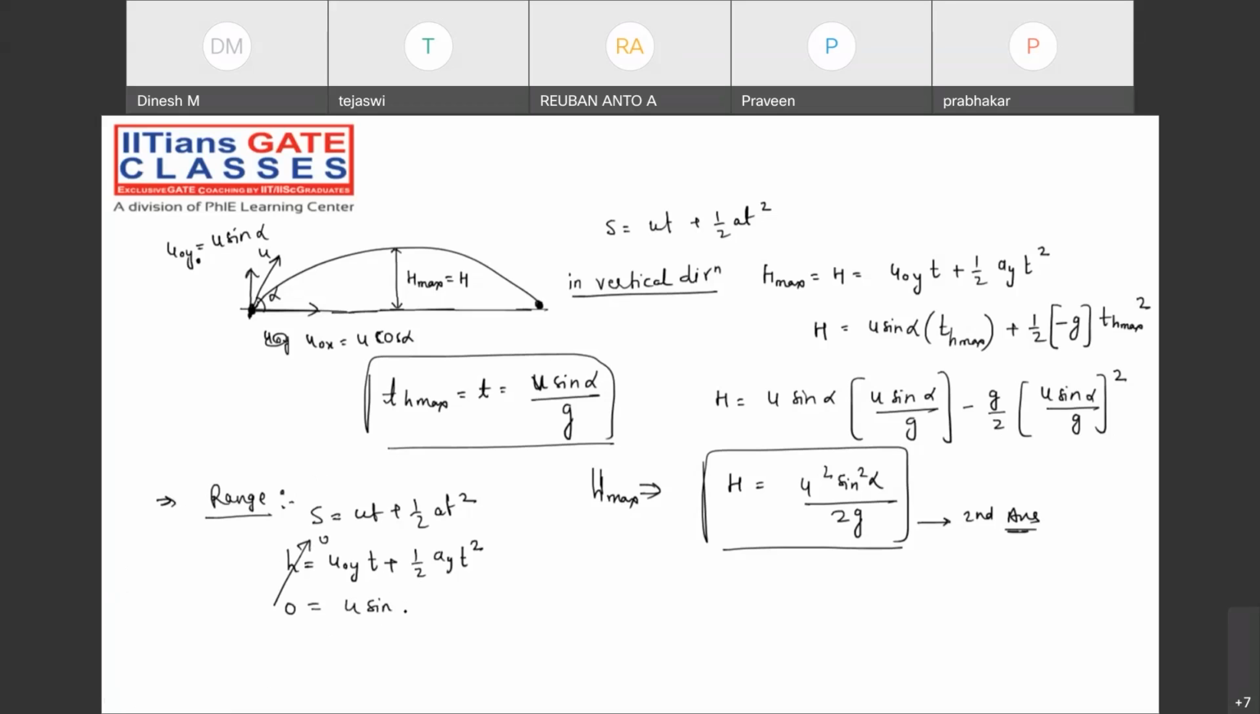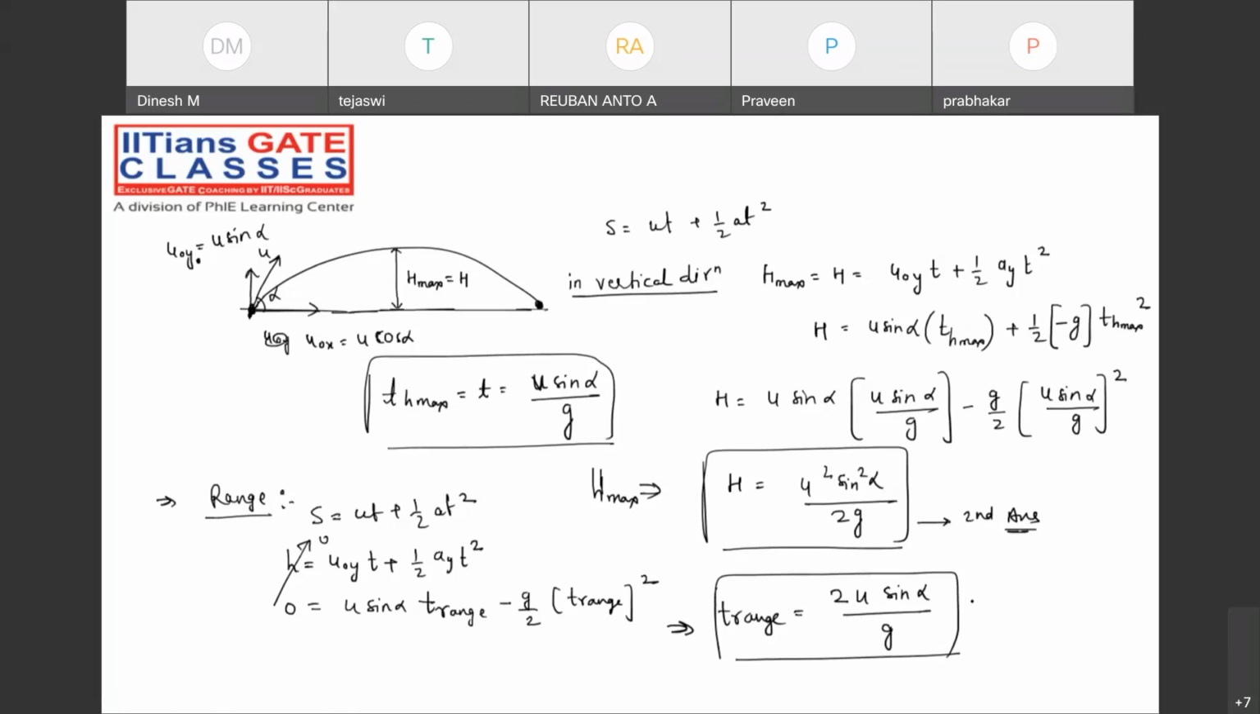U into sine alpha time. Now time will become what? Time for range: minus g by 2 into time for range whole square. Now from this formula, what will be the time for range? How much time will it take to complete the horizontal distance? What will be the answer? 2 into u sine alpha divided by g. Check it out.